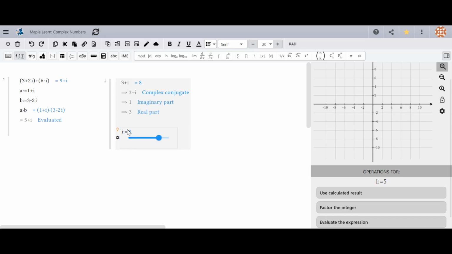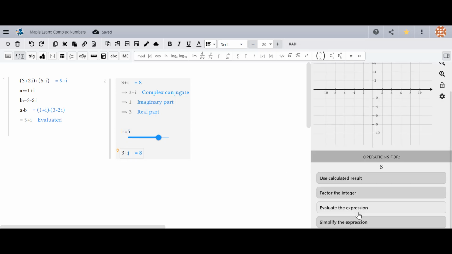A word of caution: MapleLearn supports using i as a variable name, but if you do so and assign i to a specific value, it will no longer be recognized as the square root of negative 1 in subsequent parts of the document.